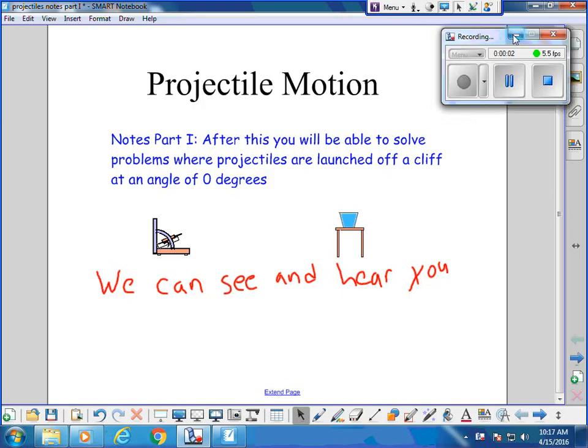Alrighty, so notes part 1. After this, you're going to be able to solve problems where projectiles are launched off a cliff at an angle of 0 degrees. Is this an example of that?